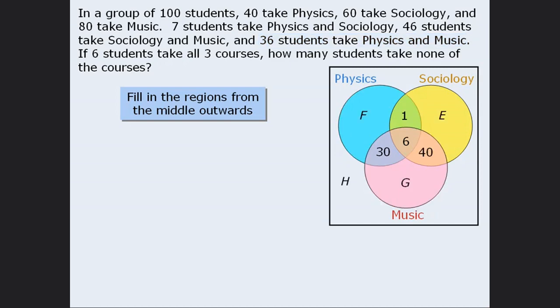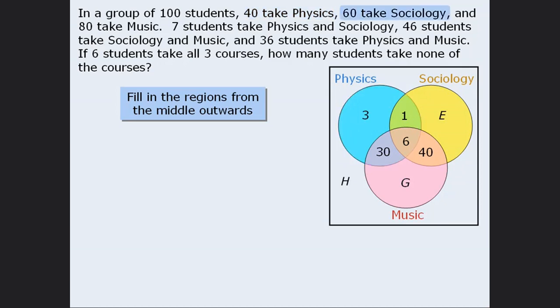Now that we have filled in the next innermost regions, we will tackle the outer regions. First, we are told that 40 students take physics. So all of the regions in the blue physics circle must add to 40. At this point, we know that 3 of the 4 regions add to 37, so region F must contain 3 students.